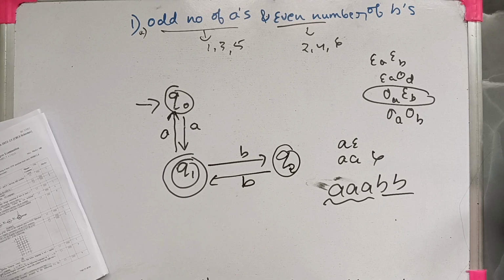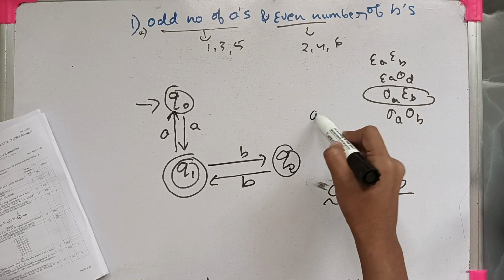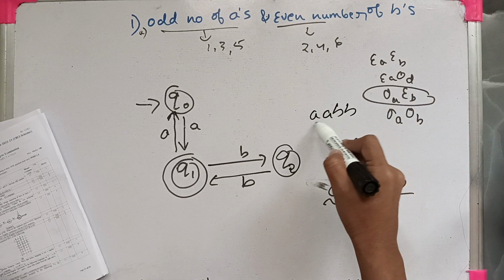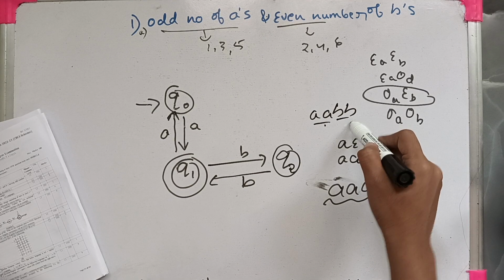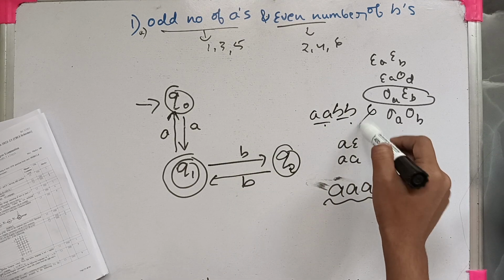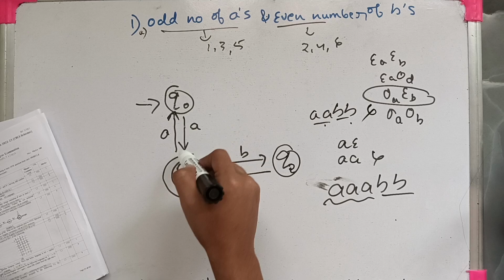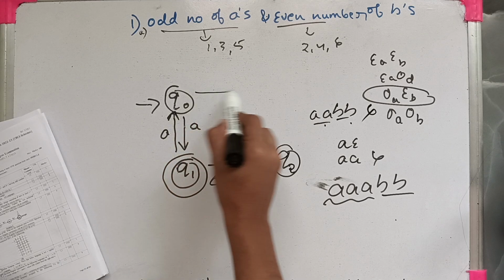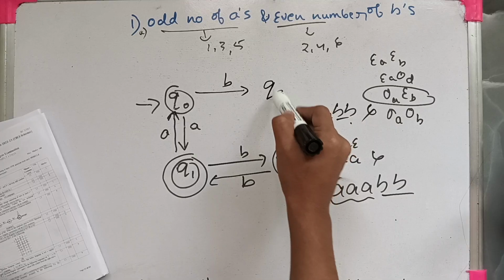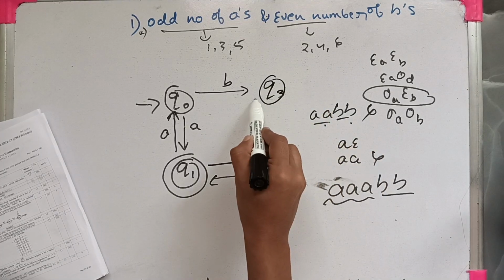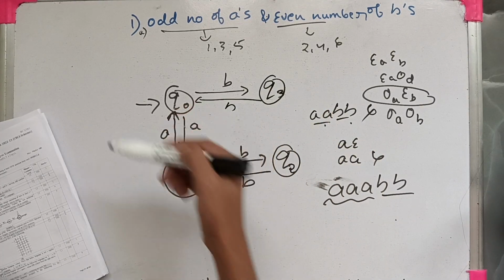Next, what if it is A, A, B, B? It needs to accept or reject. Here an even number of A's are there and an even number of B's are there. So it needs to be rejected, right? So first 1A comes, 2A comes, next another B comes. I will write it as Q3. Next one more B is there, rejecting. Okay.